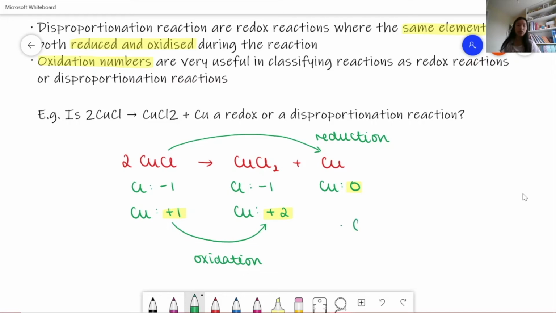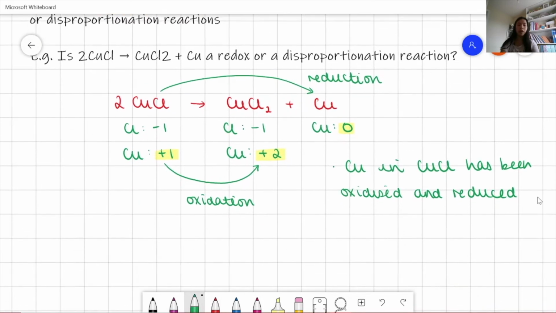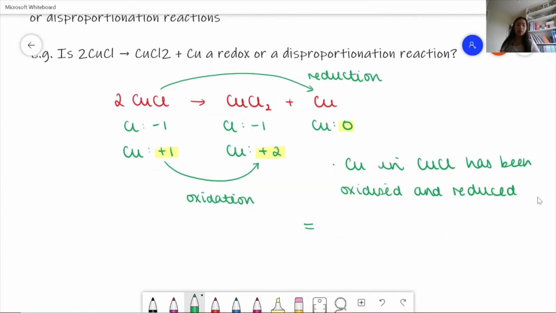So we have that copper in CuCl has been oxidized and reduced simultaneously, and so therefore we have a disproportionation reaction.